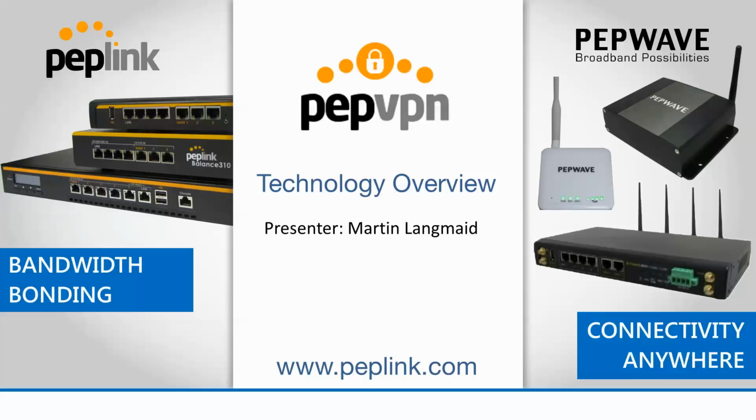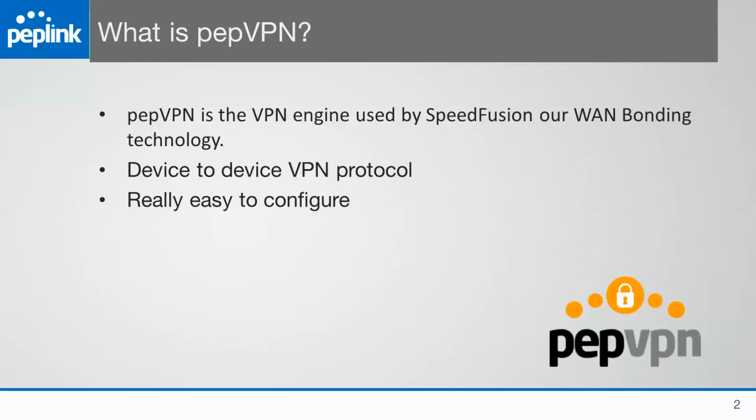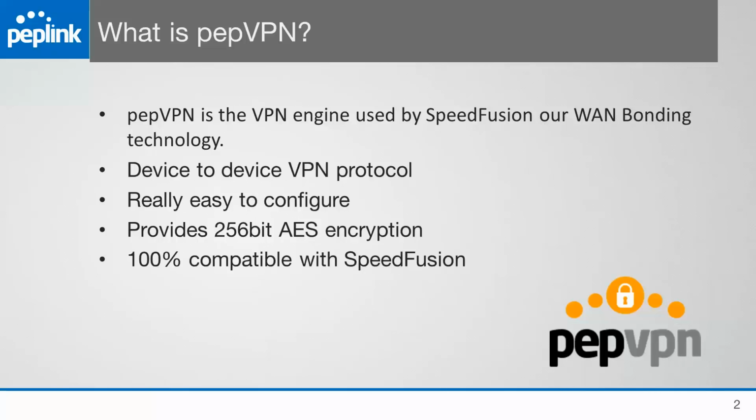In this session, I'm going to give you a quick overview of our VPN technology, PepVPN. PepVPN is the VPN engine used by SpeedFusion, our WAN bonding technology. It is a device-to-device VPN protocol, and it's really easy to configure. It provides 256-bit AES encryption as standard, and is naturally 100% compatible with SpeedFusion. We'll be adding PepVPN to all of our devices that support a single active WAN connection.